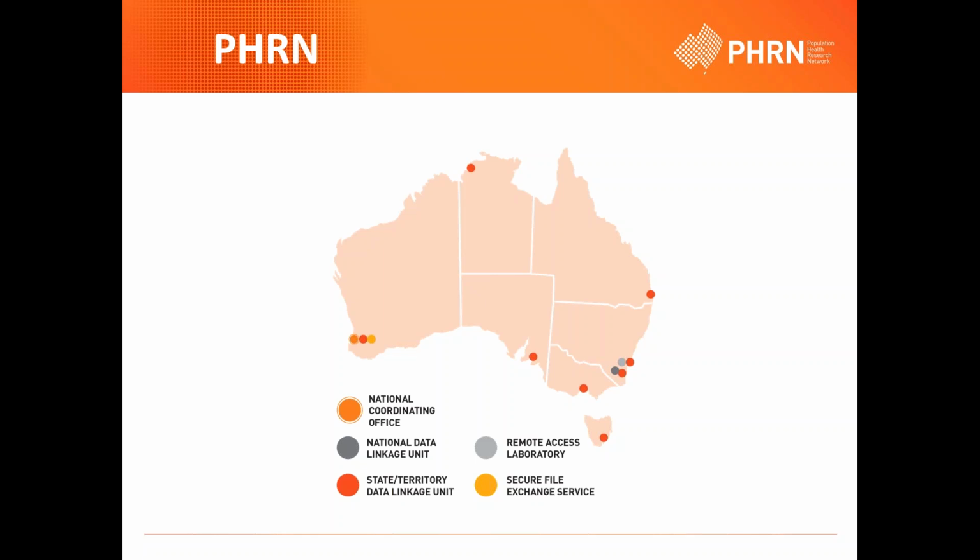The last dot is the orange dot, which is the national coordinating office, which Felicity and I are based in. The online application system is also operated from the coordinating office, and that service is available on the PHRN website.